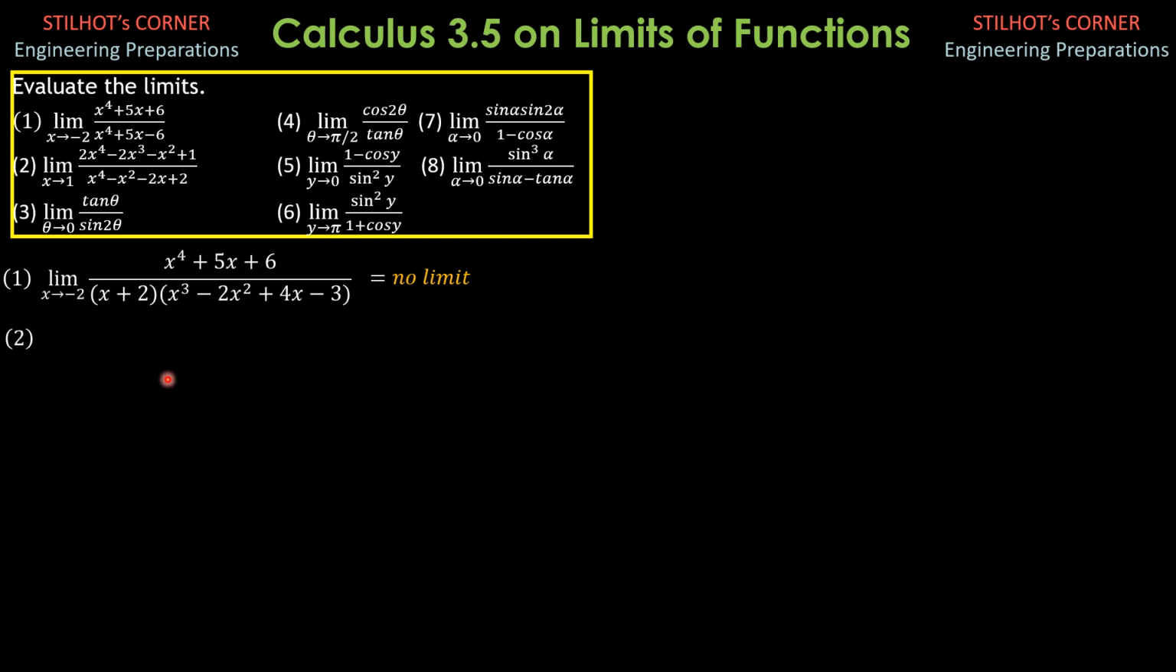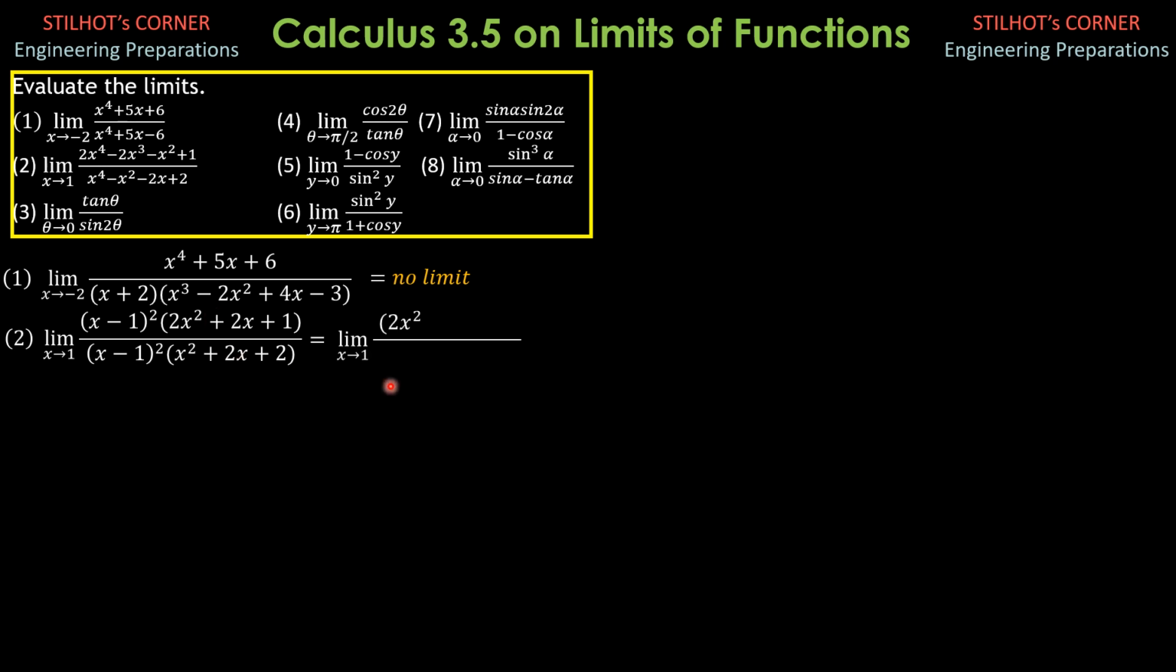In fact, when you apply synthetic division, the factors would be x minus 1 square, so it is doubled. Then quantity 2x squared plus 2x plus 1. And for the denominator, we have x minus 1 square, quantity x squared plus 2x plus 2. So we can cancel this common factor because this expression is not 0 but close to 0, not exactly 0 by definition of limits. Then we evaluate the simplified expression as x approaches 1 because both the numerator and the denominator do not approach 0 anymore. So it is equal to limit of this expression as x approaches 1.